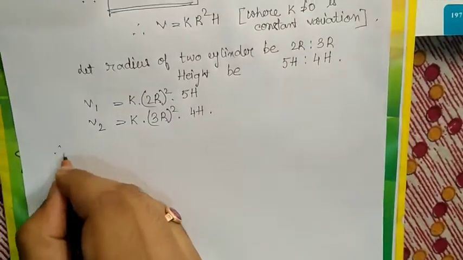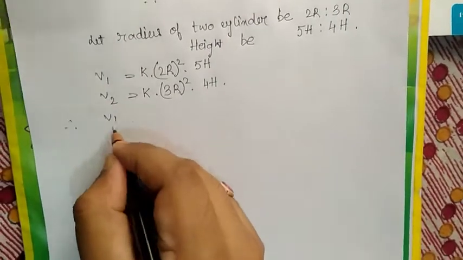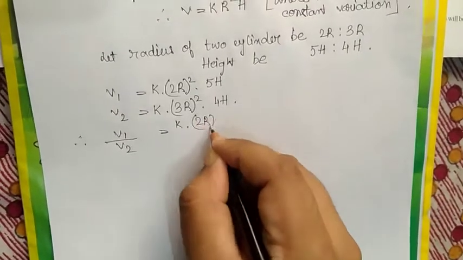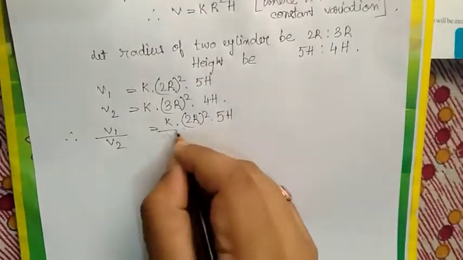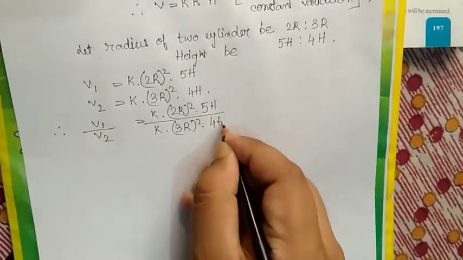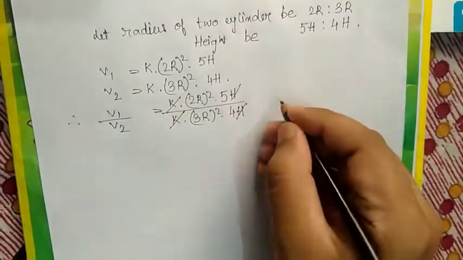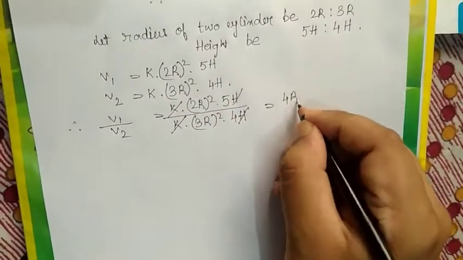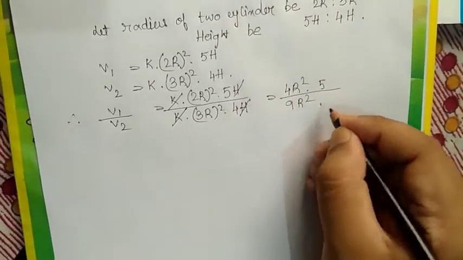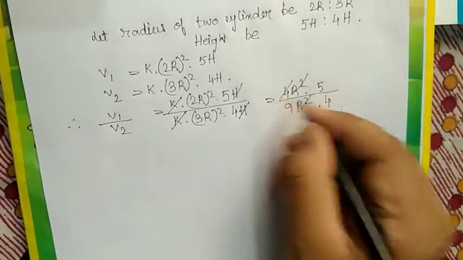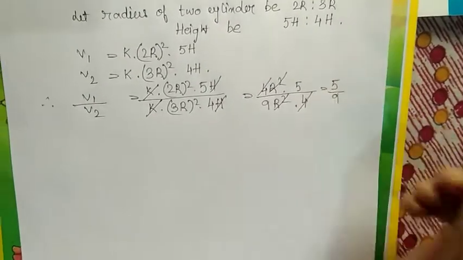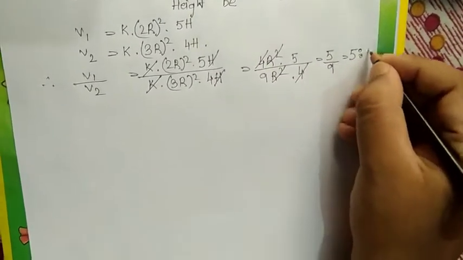So therefore find the ratio of their volumes, meaning V1 by V2. V1 by V2 means K into 2r whole square into 5h by K into 3r whole square into 4h. Eliminate those h and k. 2r whole square means 4r square into 5, 3r whole square means 9r square into 4. Eliminate r square, 4 and 4. Therefore we get 5 by 9. So the ratio should be 5:9.